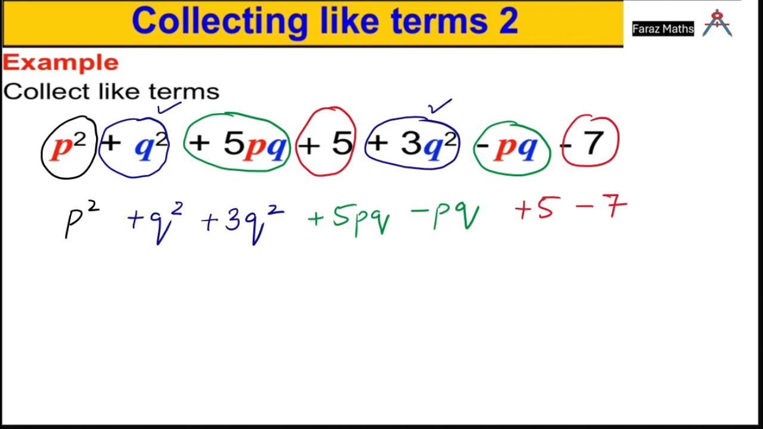Now we can solve it. This P square has 1 in its coefficient. In front of P square there is 1. In front of Q square there is 1 also.